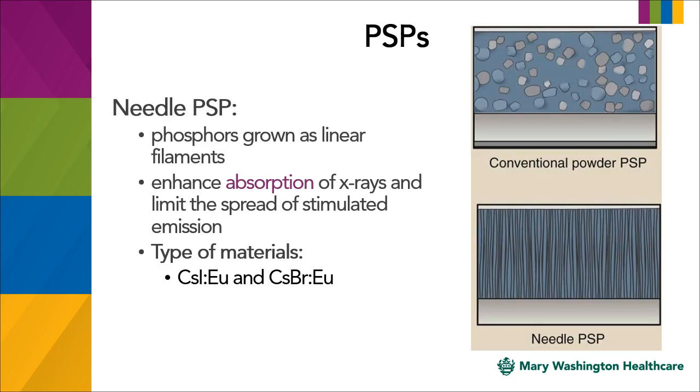Next, we have the needle PSP, which is down here in the bottom, and it has phosphorus grown as linear filaments. They enhance absorption of X-rays and limit the spread of stimulated emission. The types of materials are cesium iodide with europium, again europium activated, and cesium bromide, which is europium activated as well.